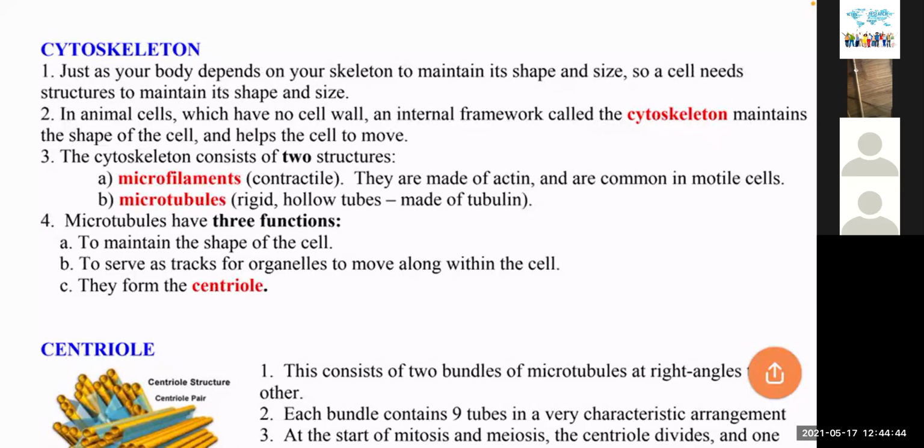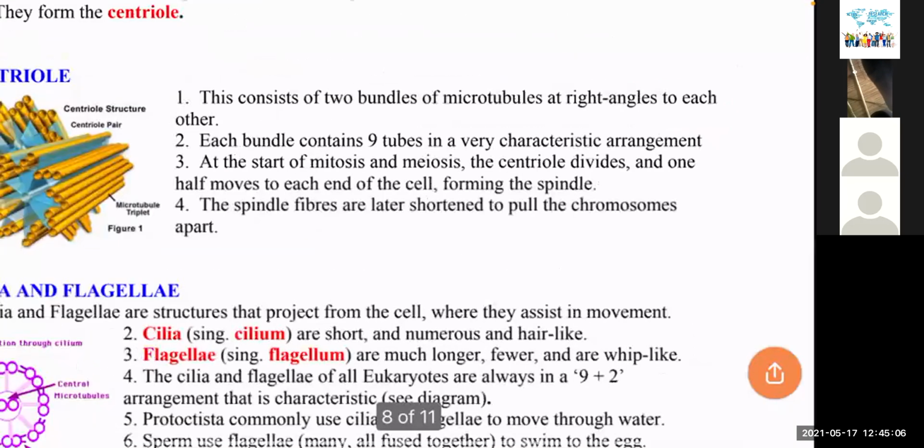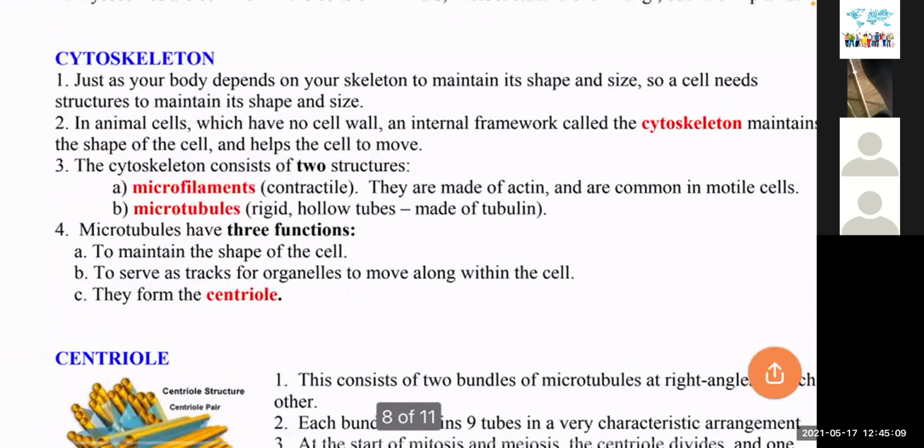So this cytoskeleton consists of two structures, which are microfilaments, or rather contractile, and microtubules. Microtubules are rigid hollow tubes made of tubulin. This is their structure, and these structures help them fulfill their function: locomotion, movement.